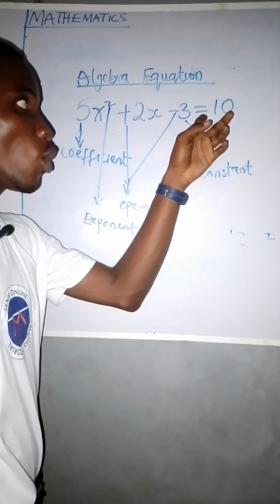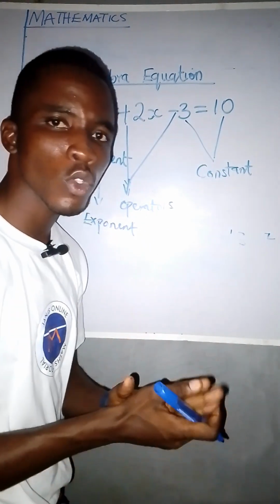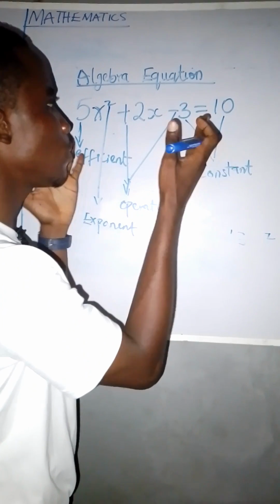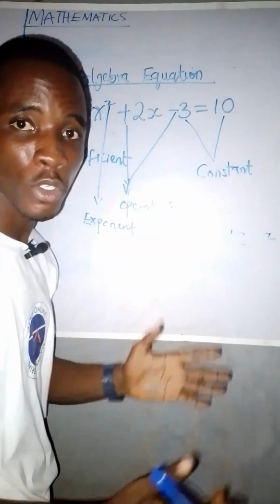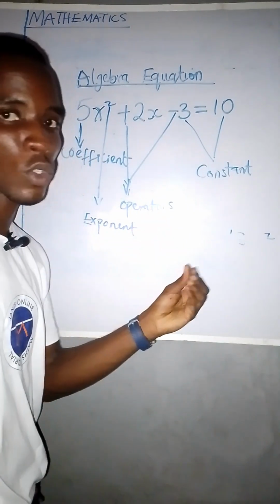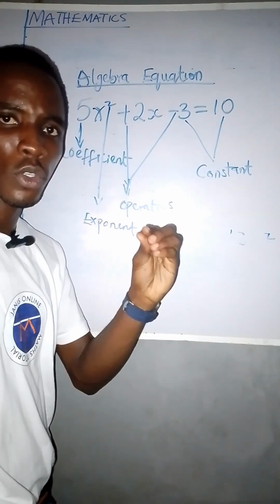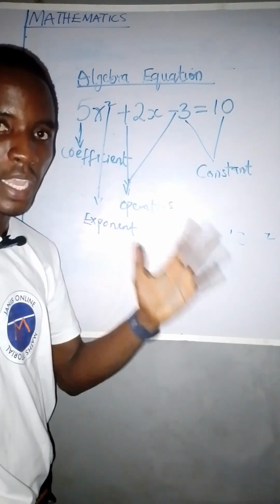Then we have the equal to sign. This equal to sign is very necessary. Why is it necessary? Because it helps us to identify the particular algebra as an equation or maybe an expression. If it is an expression, it won't have any equal to sign. But once it's an equation, it has an equal to sign.